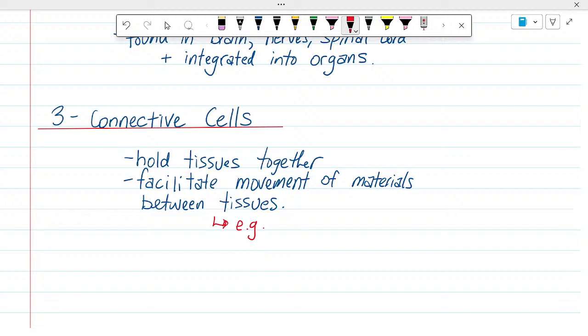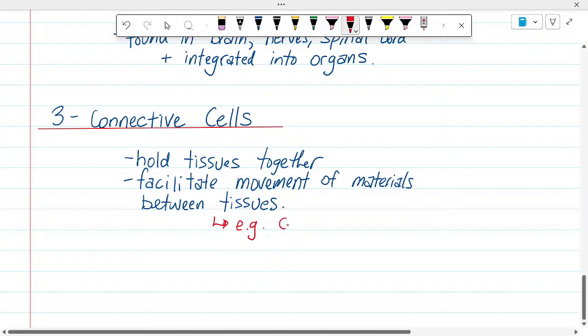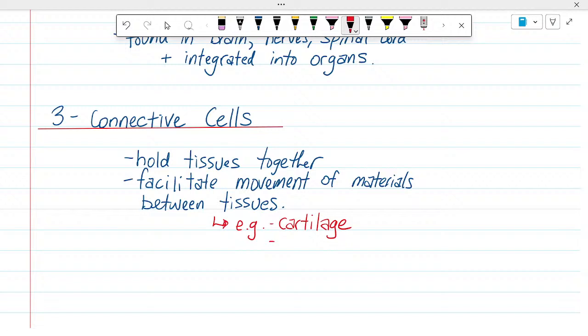What are some examples? What's cartilage? Yep. It's the tissue that connects to your bones at a joint. Yeah, it's not muscle, but it is the tissue that connects bones together at your joint. That's a place we find it. We call that hyaline cartilage. Absolutely true. Where else do we find cartilage?